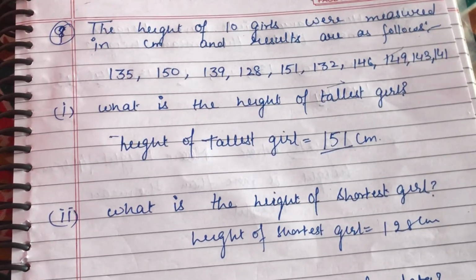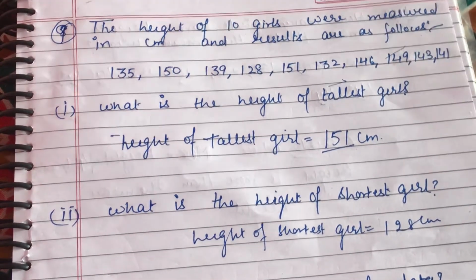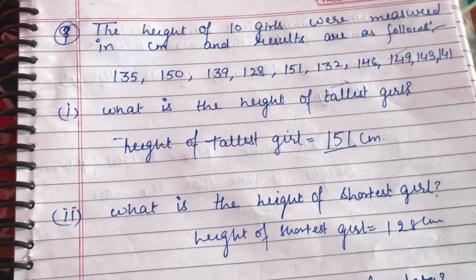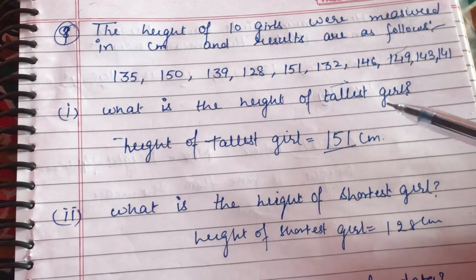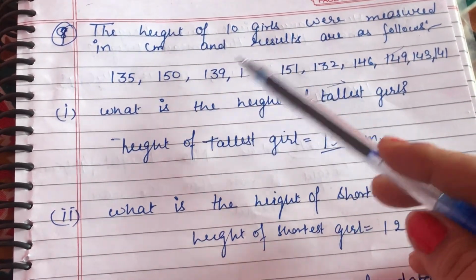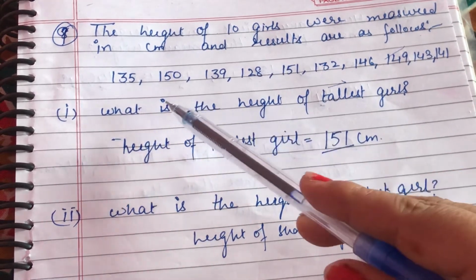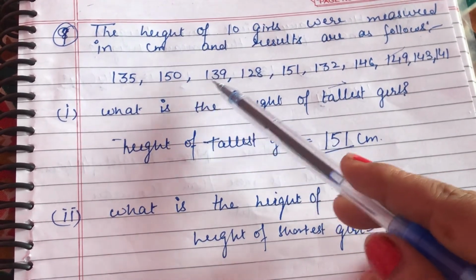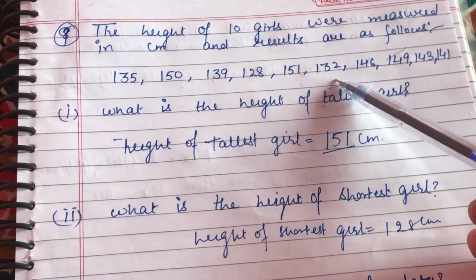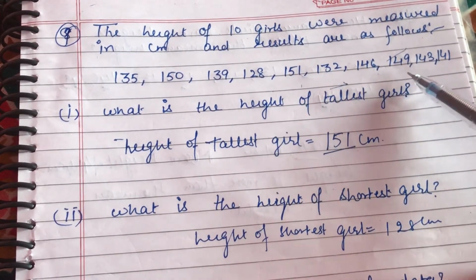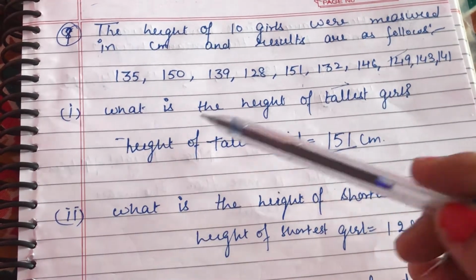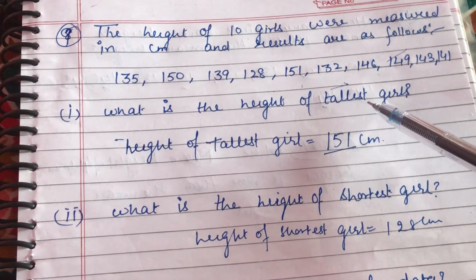Hello students, we are going to start question number 9 of exercise 3.1. The heights of girls were measured in centimeters and the results were as follows. These are the heights of 10 girls: 135 centimeter, 150, 139, 128, 151, 132, 146, 149, 143 and 141. What is the height of the tallest girl?